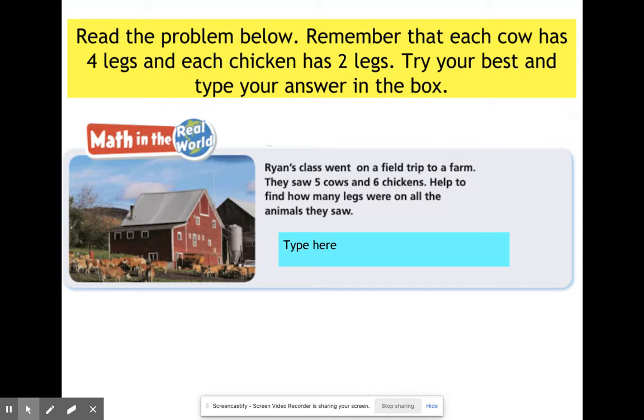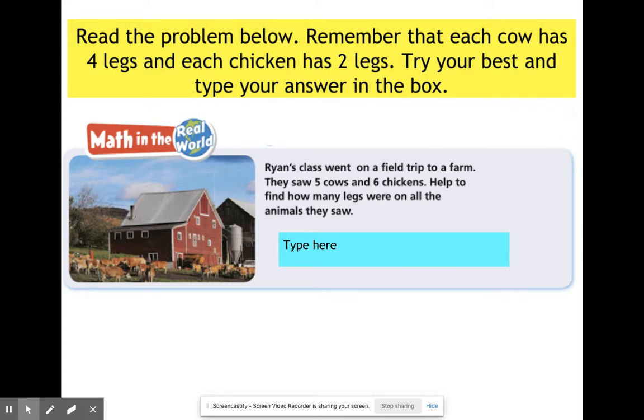On this page, there is a math in the real world word problem. It might be a little bit tricky for some of you, so we just want you to give your best try. The word problem says Ryan's class went on a field trip to a farm. They saw 5 cows and 6 chickens. Help to find how many legs were on all the animals they saw.